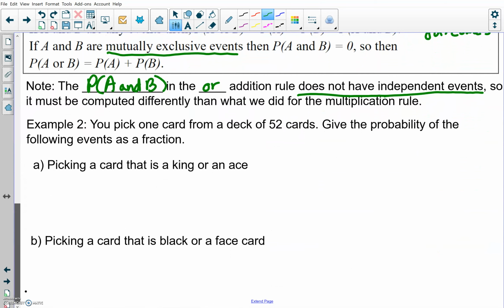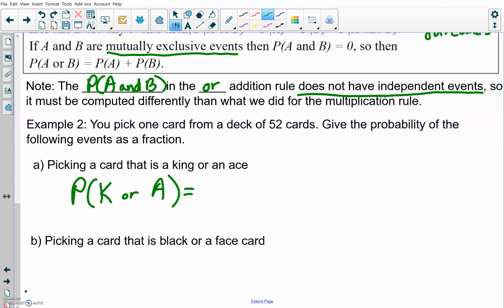So let's put this together in an example, more like what you might be seeing. You pick one card from a deck of 52 cards. Let's give the probability of the following events as a fraction. So we're going to pick a card that is a king or an ace. I'm just going to write this out as king or ace, using the K or A.